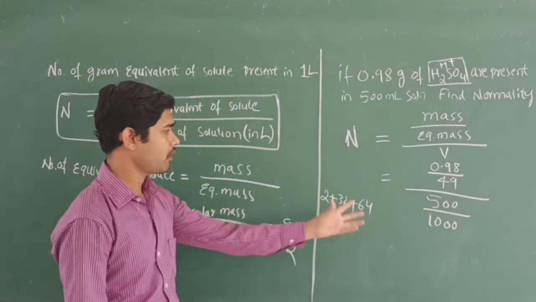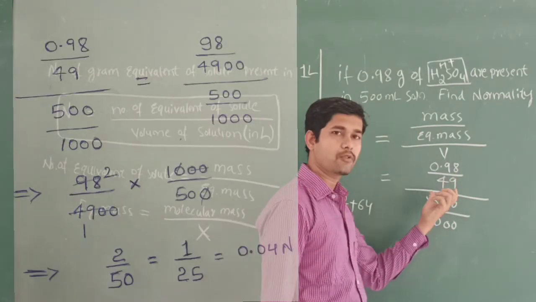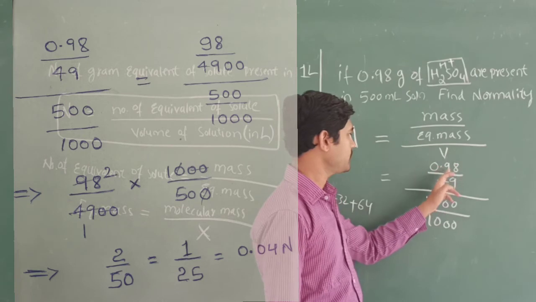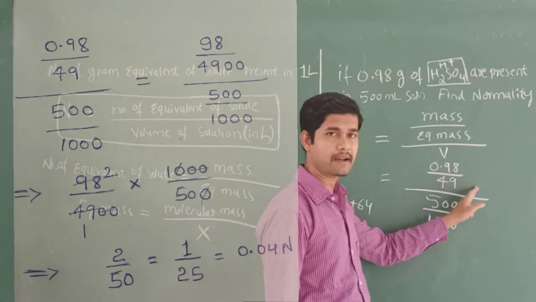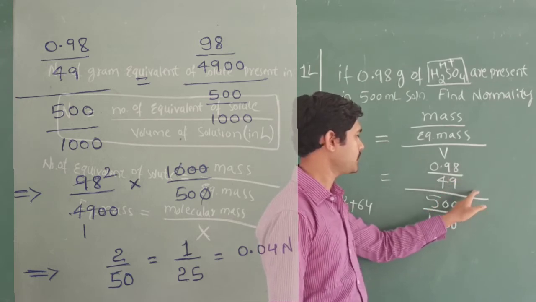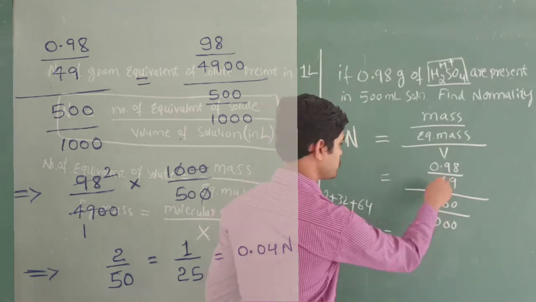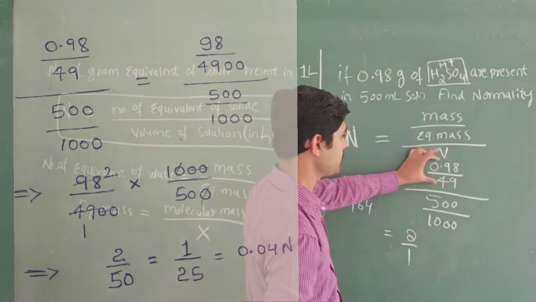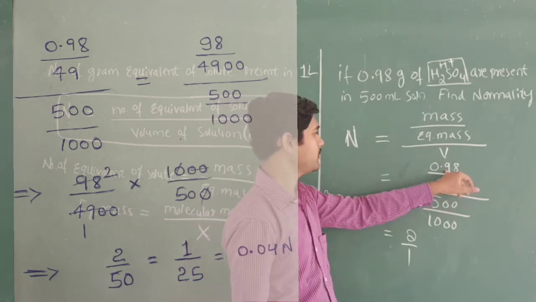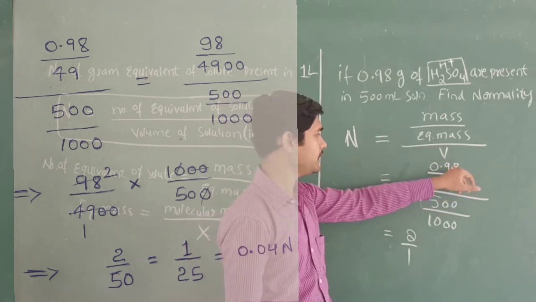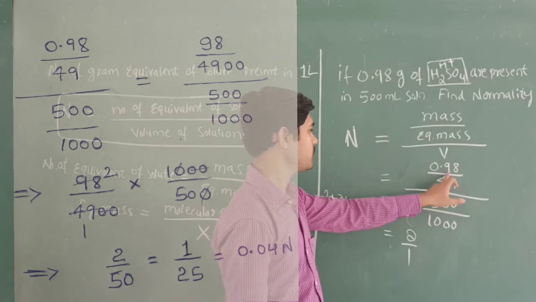So how are we going to calculate this in a very simplified manner? We have 0.98 divided by 49, divided by 500 divided by 1000. I am going to remove the decimal point, so it becomes 98 divided by 4900. When you calculate this, it becomes 2 by 1.